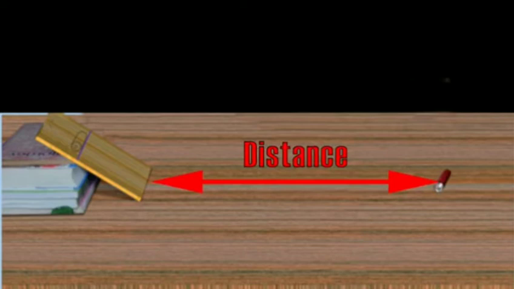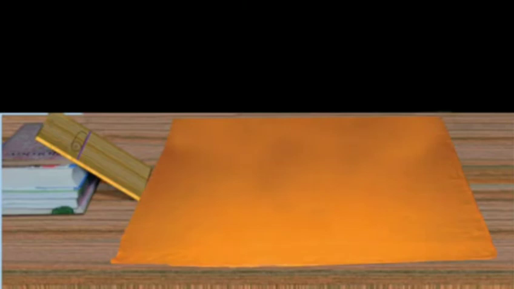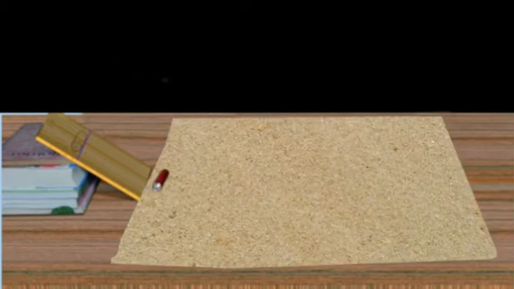Note down the distance. Now spread a piece of cloth over the table. Make sure that there are no wrinkles on the cloth. Try the activity again. Now you can repeat the activity by spreading a thin layer of sand over the table and maintain the same slope throughout the activity.